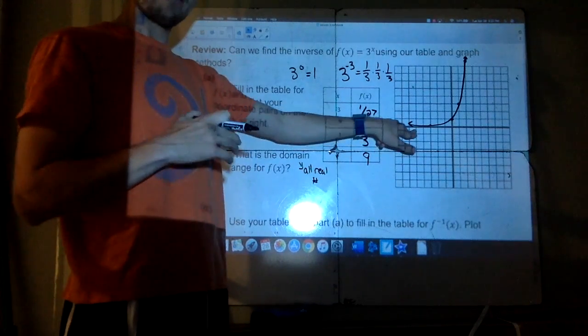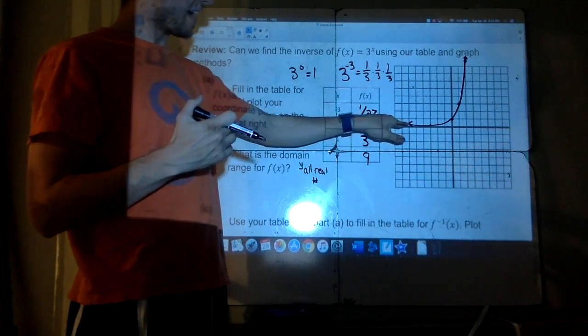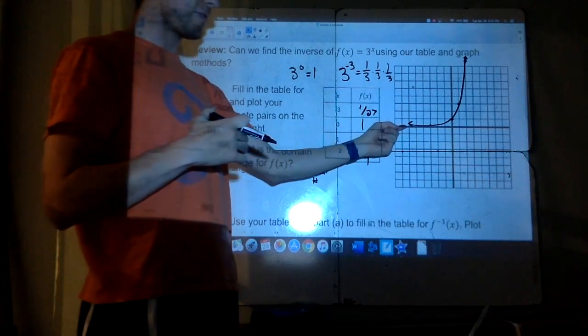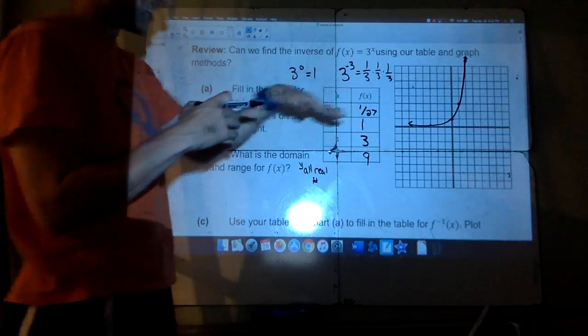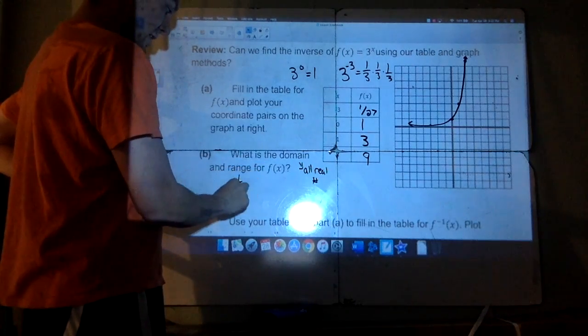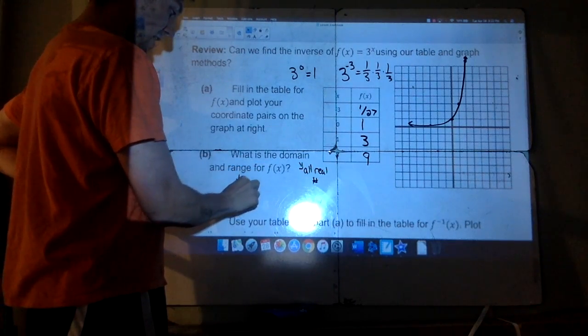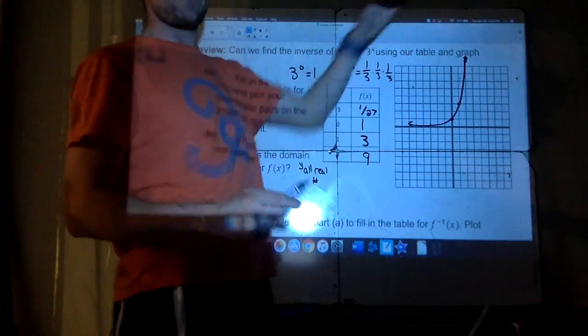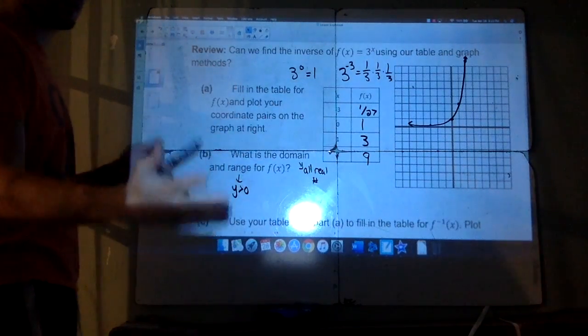Well, can y ever be 0? Will this line ever touch? If we keep dividing by 3, dividing by 3, dividing by 3, is that ever going to touch that line? Not quite. So our range is y is greater than 0. It can be any number above 0, but never get to 0 and never go negative.